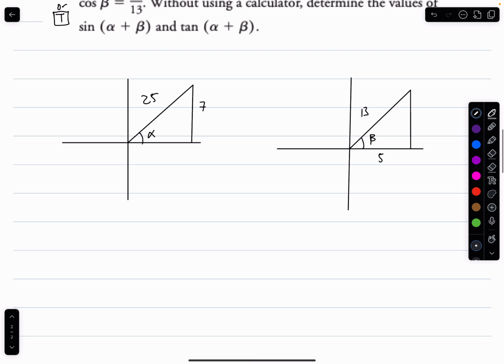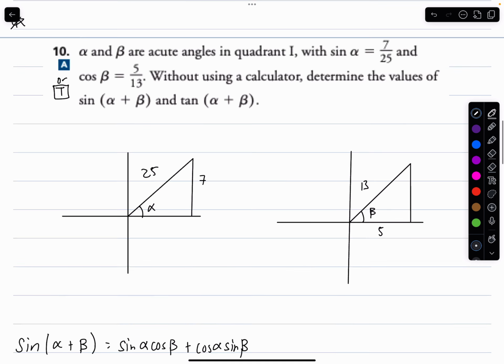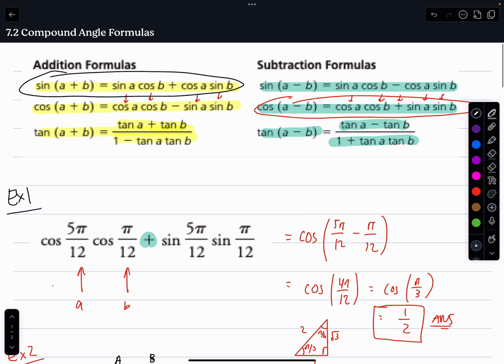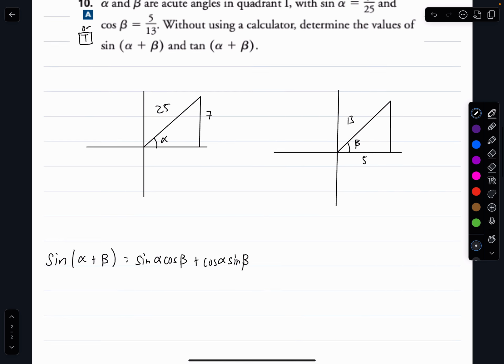So first things first is we got to actually use our formulas. So we know sine A plus B is equal to sine A cos B plus cos A sine B. And the reason I know this is I'm using my formula right here, the first addition formula. So when I'm using that first addition formula, I'm just writing it out as this.